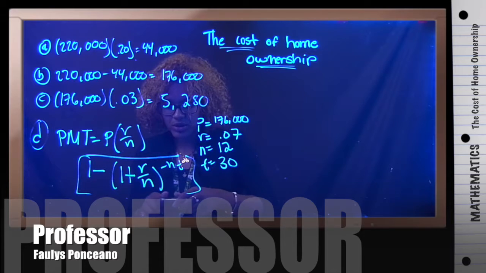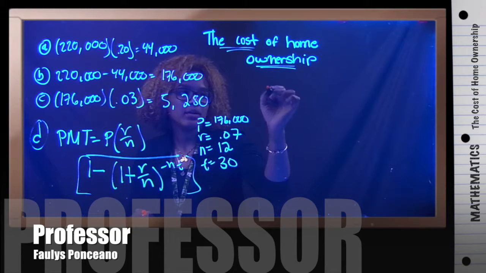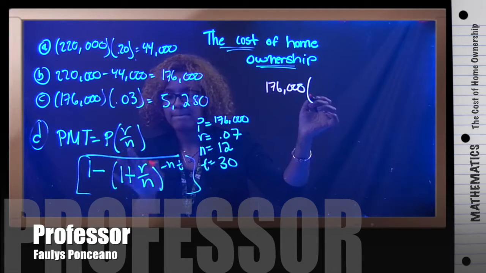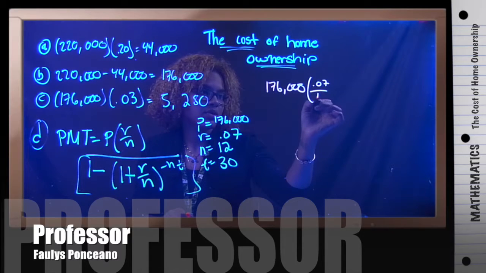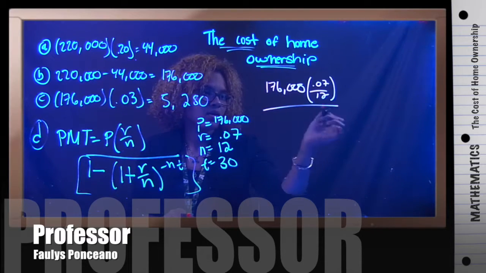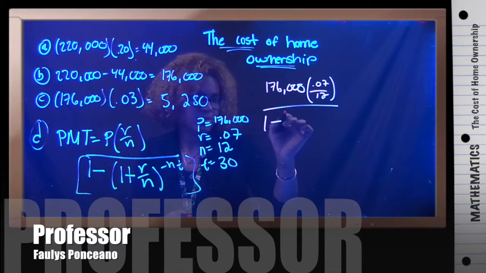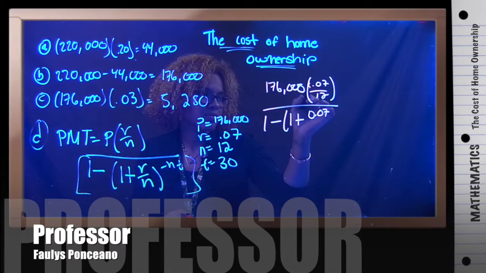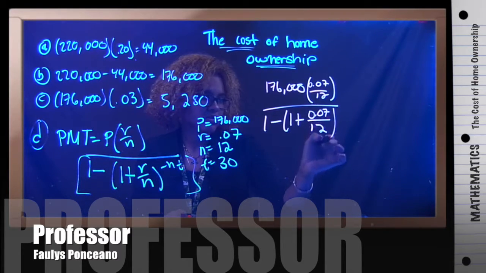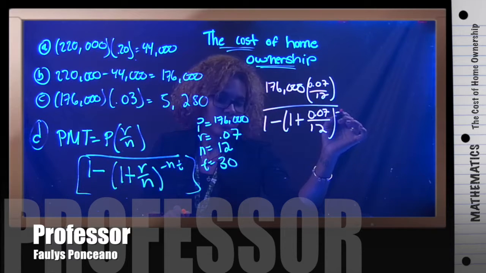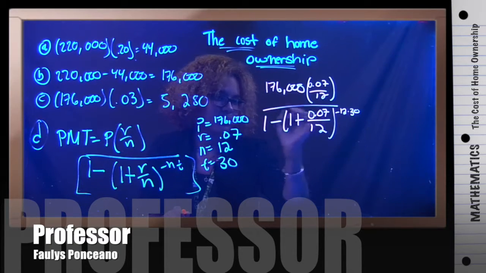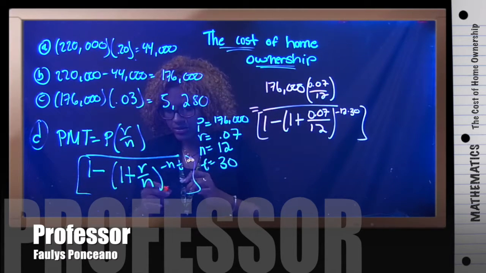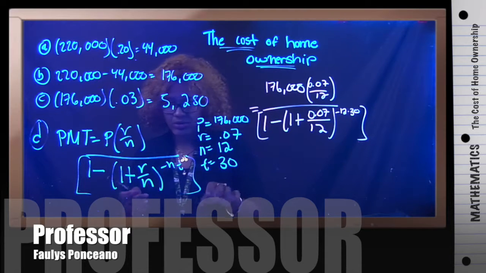Let's use a different color of marker. So I have 176,000 times my rate over n. Then it's 1 minus parentheses 1 plus 0.07 divided by 12, negative 12 times 30. Let's put this in the brackets. And those are the values already input into the formula.